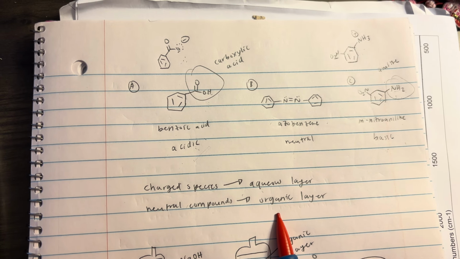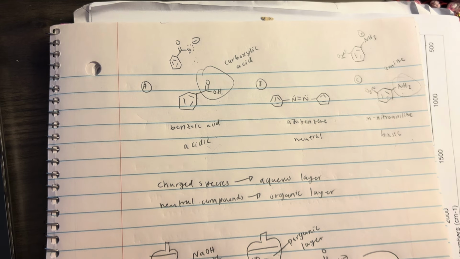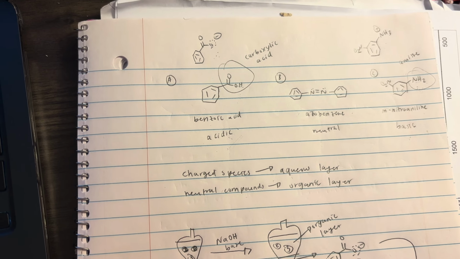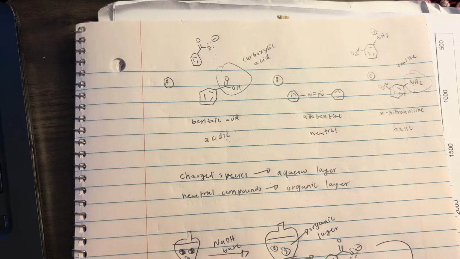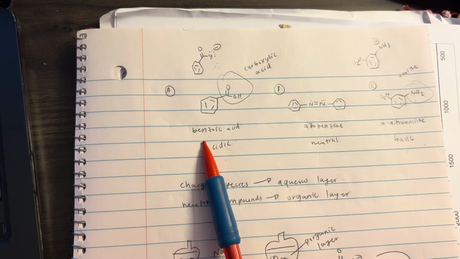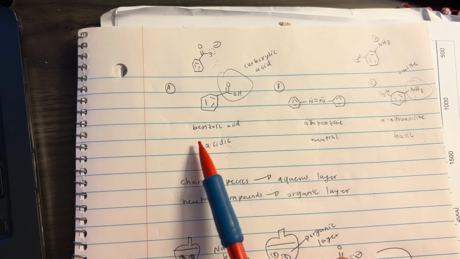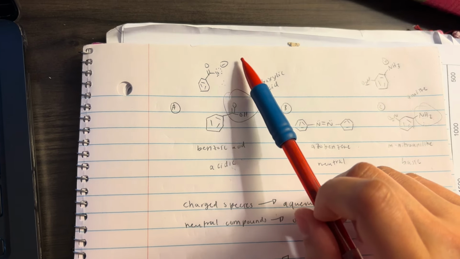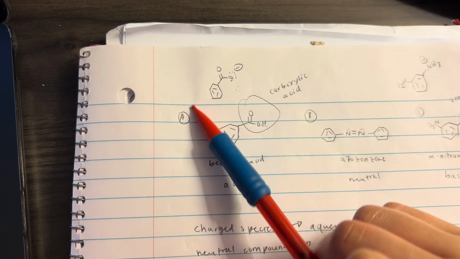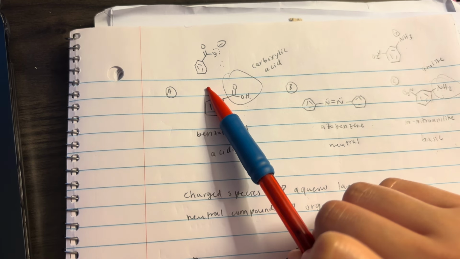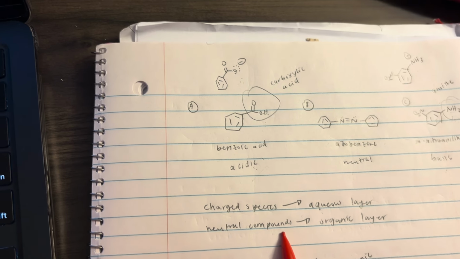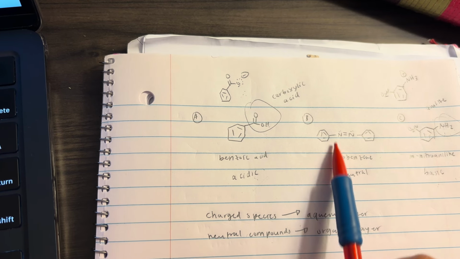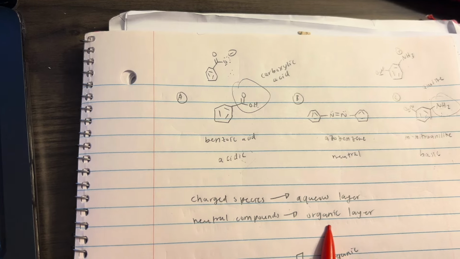So a way you can separate them is through protonation of a basic group or deprotonation of the acidic group. So for benzoic acid, you can use a base to deprotonate this carboxylic acid right here, which will turn into this charged species. This charged species will then be soluble in the aqueous layer, while these 2 compounds remain in the organic layer.